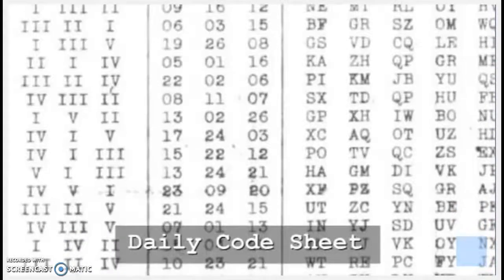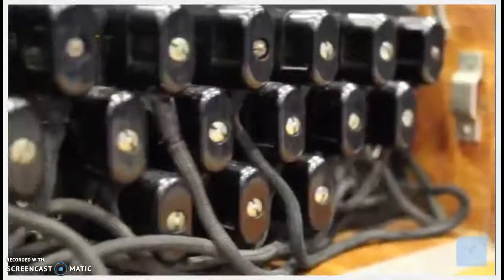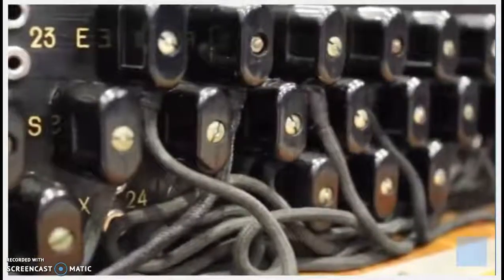So the bomb machine tried to work out the plug board at the front of the Enigma machine. If you go back, at the front of the Enigma machine, you have this thing called the plug board that connects letters into pairs. You actually make 10 pairs of letters.